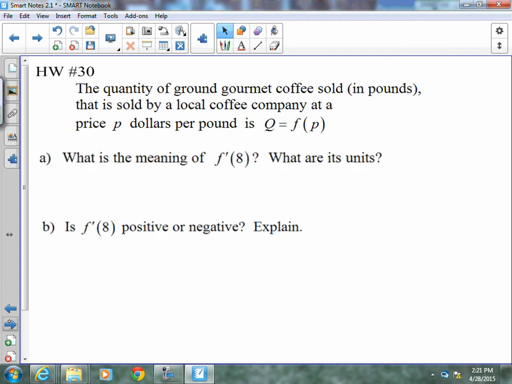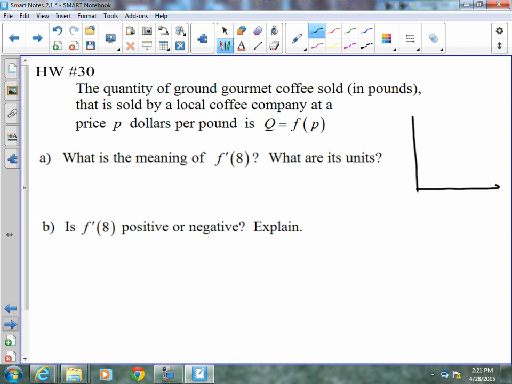Now let's talk about some meanings. We already learned the 3 uses of a derivative are slope of a tangent line, velocity of an object when given distance, and rate of change. So, it says the quantity of ground gourmet coffee sold in pounds by a local coffee company at price $P per pound is Q equals f of P. So let's talk about this for a second. If we were to graph this, we'd have quantity sold based on price P.